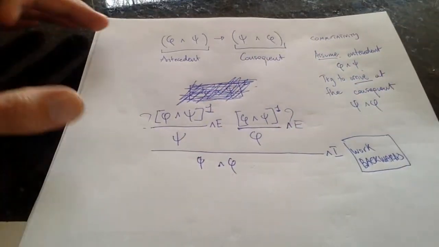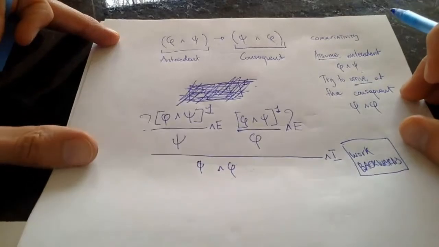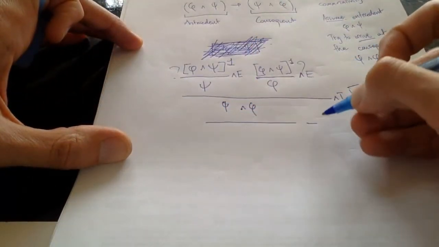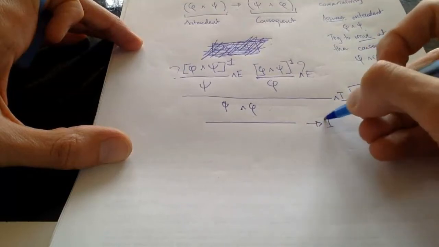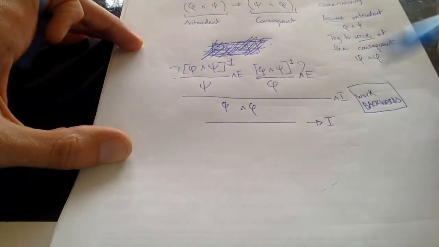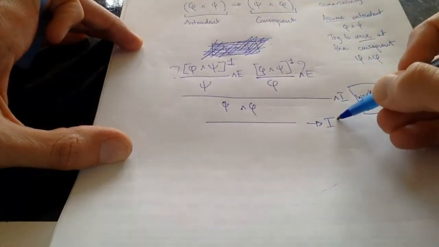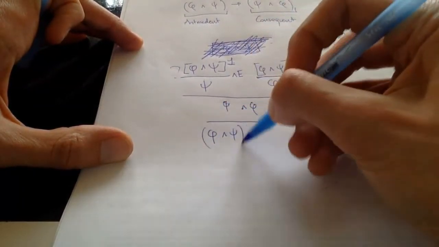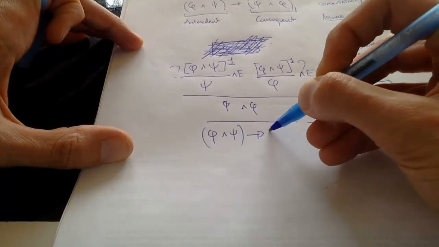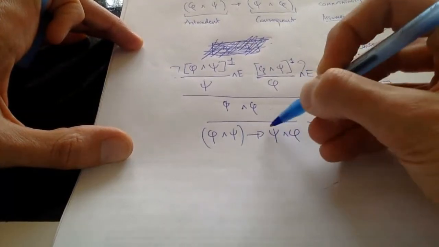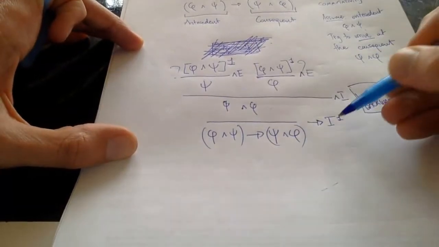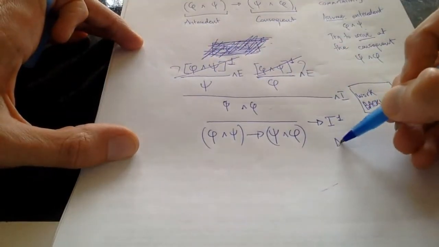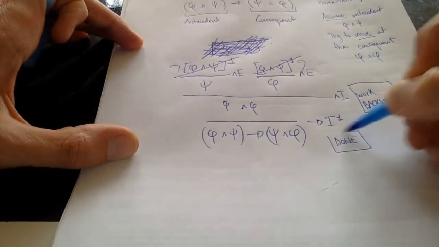Now we're almost done. Now we need to get the implication here. And so what we need to do is to apply the rule of implication introduction that is indexed to assumption number 1 here. And so we can write phi and psi implies psi and phi. So we just switch the order. So we use conjunction introduction, we can eliminate our assumption, and our derivation is done.